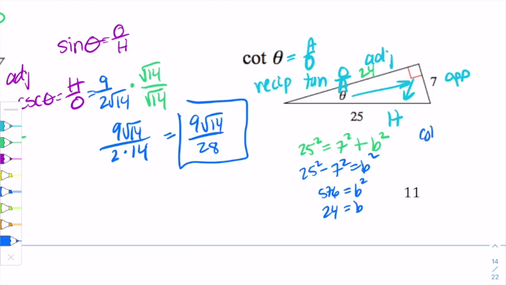So we're wanting the A over the O. So the cotangent of theta is the A over the O. The A we just found was 24. The O is 7. I look to see if I can reduce this. I cannot, so then I'm all done. And that's how we use our original ones to help us find our reciprocals.